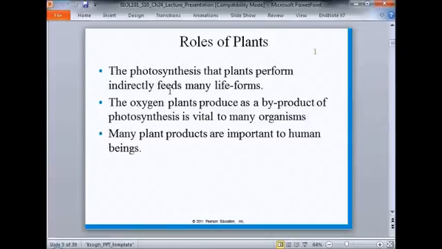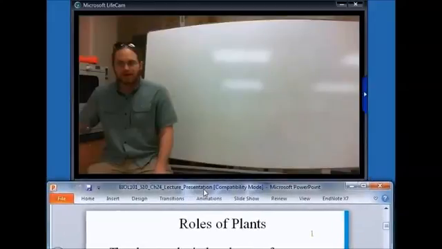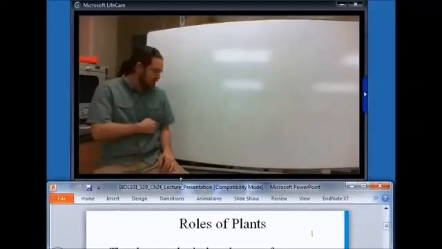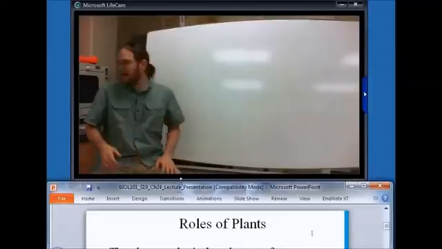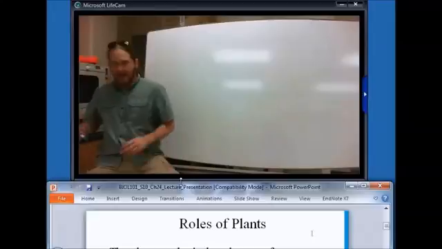Photosynthesis that plants perform directly or indirectly feeds many life forms. And the oxygen produced by plants as a byproduct of photosynthesis is vital to many organisms. And so we'll do something kind of similar to what we showed you a couple weeks ago. We're just going to go over the basics of photosynthesis, and we will start that with a plant.